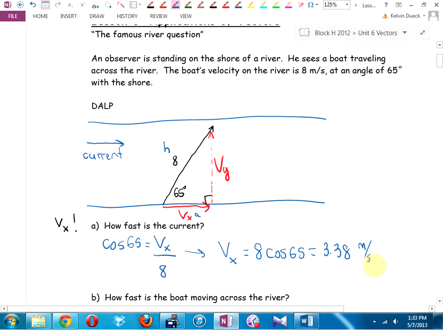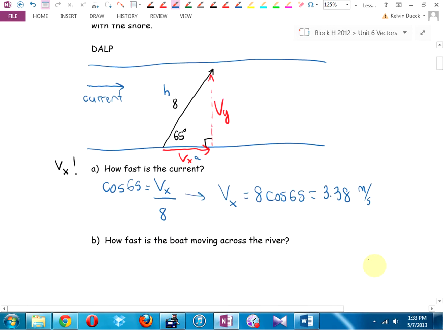Roy, what's B asking me to find? Which of those velocities is how fast the boat is moving across the river? Vy, not the 8. In fact, you know what? We're never going to use that 8 again. We're only going to use that 8 to break the angled one up into its components. And then for the rest of this question, we're going to deal with either vertical or horizontal. Now that's, TJ, if I draw the river horizontal, because that's what they gave me. If they give you a vertical river, then Vx would be across the river, and Vy would be your current. But they gave us a horizontal. We drew a horizontal river.